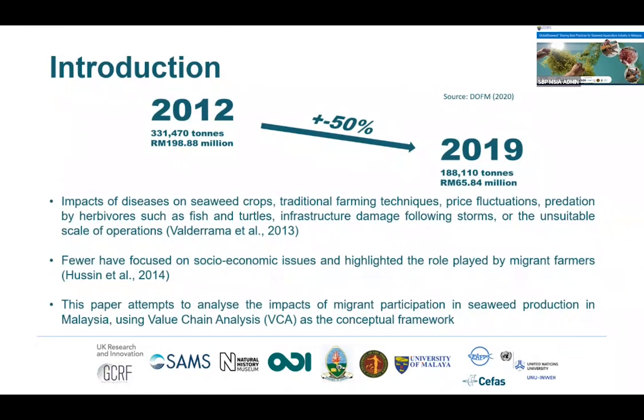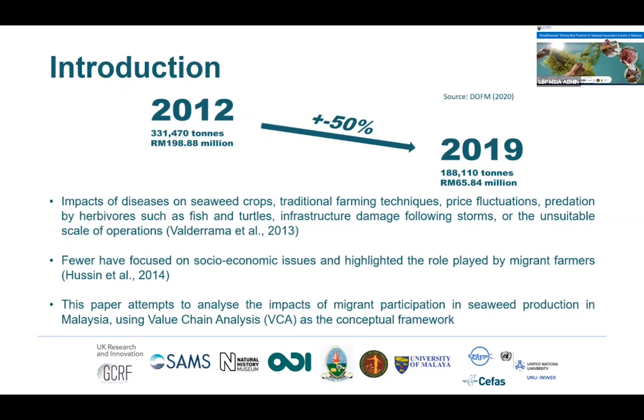Different factors can explain why seaweed production is decreasing, such as the impact of disease on seaweed crops, traditional farming techniques, price fluctuation, predation by herbivores such as fish and turtles, infrastructure damage following storms, or the unsuitable scale of operation.